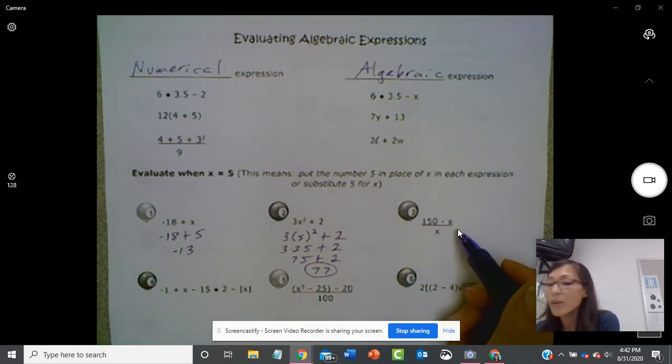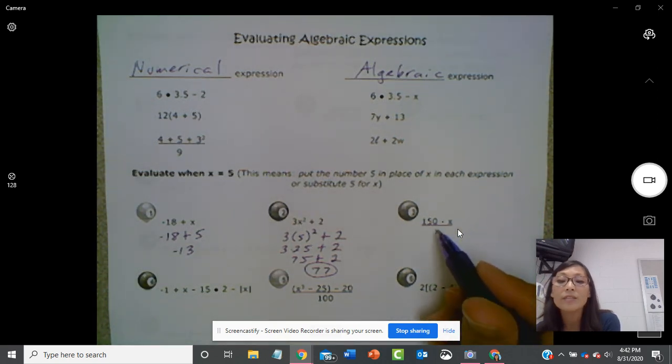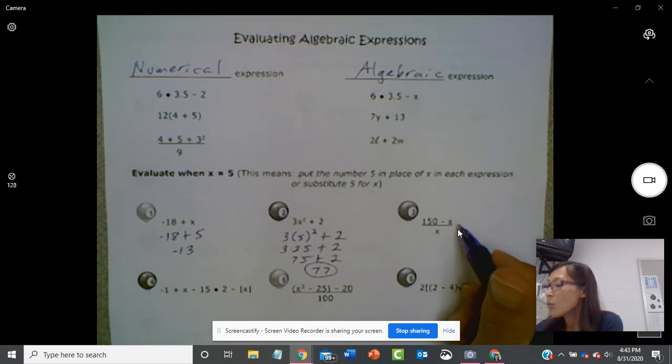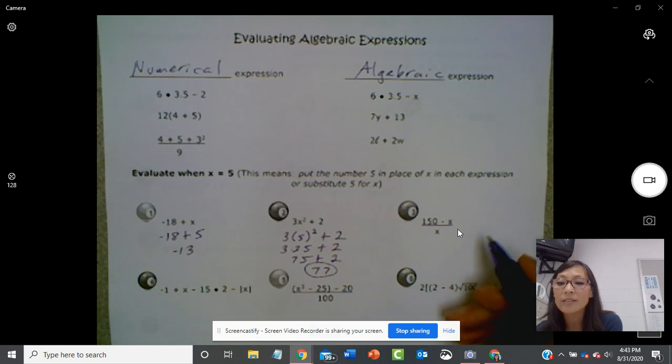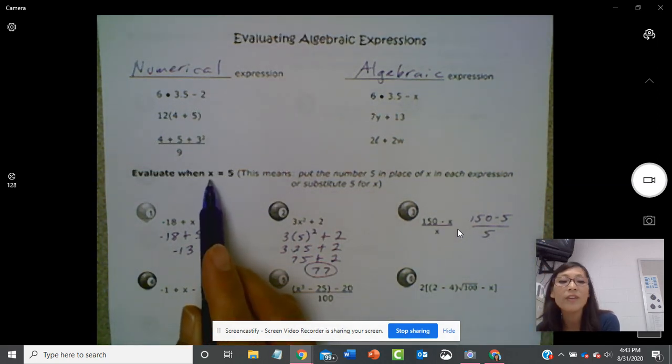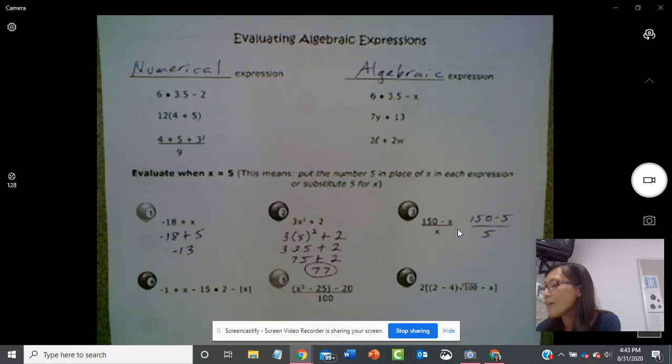What if we have 150 minus x divided by x? Here we have x in two places. Well, it doesn't matter how many times the x shows up. All we have to do is replace the x with 5 every time, because they tell us to evaluate when x is equal to 5.